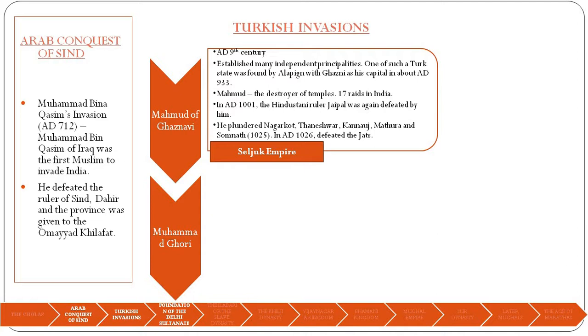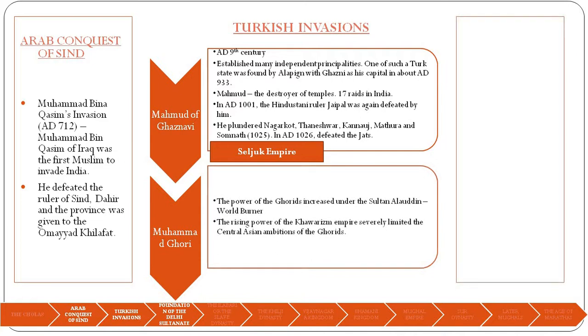Then came Muhammad Ghori. The power of the Ghurids increased under Sultan Alauddin, who earned the title of the world burner because he ravaged Ghazni and burned it to the ground. The rising power of the Khwarazmian Empire severely limited the Central Asian ambitions of the Ghurids.